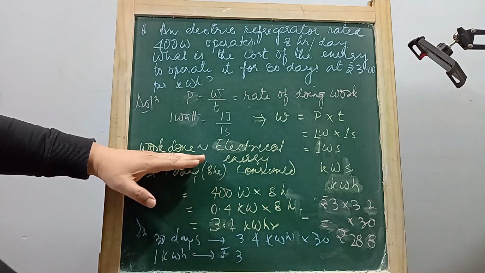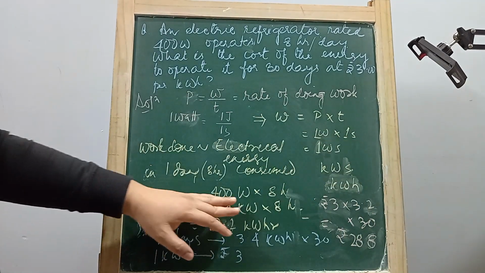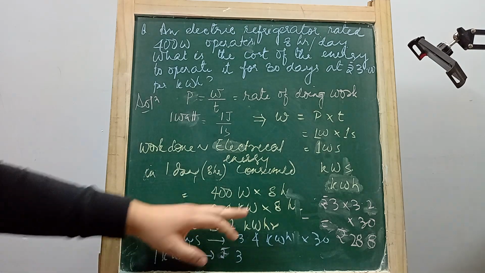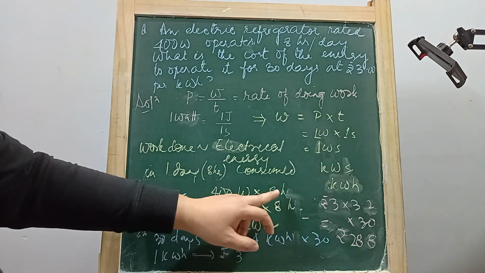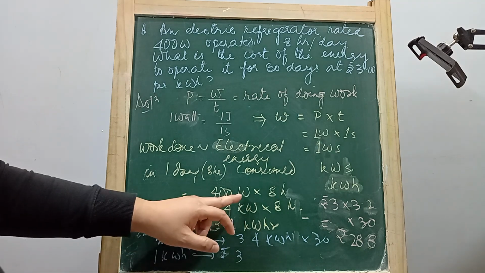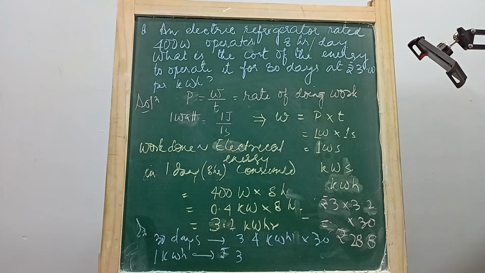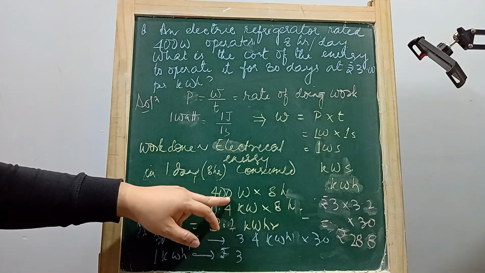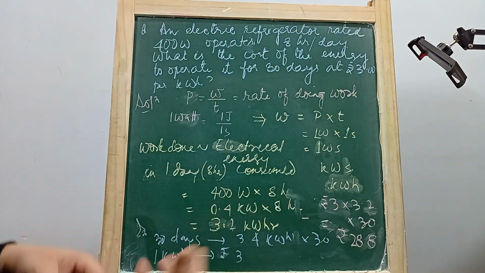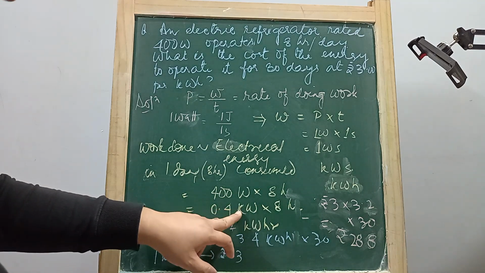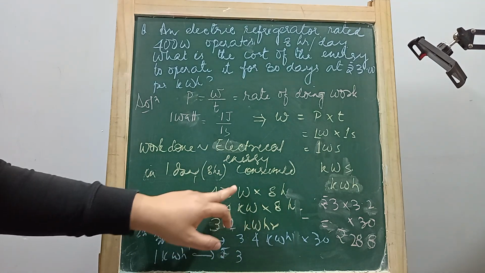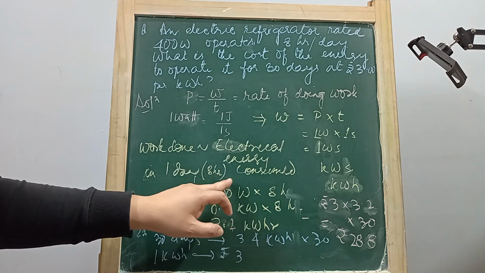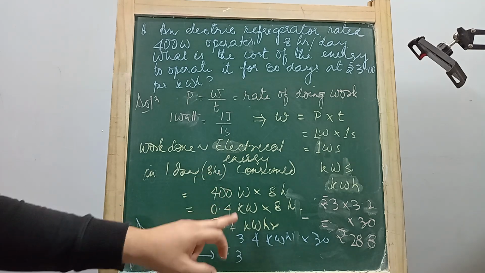So how will we calculate the work done? Power multiplied by time. What is the power? 400 watt. What is the time in 1 day? 8 hours. So 400 multiplied by 8. Let's convert the unit watt into kilowatt. If you convert watt into kilowatt, you divide by 1000 because kilo means 10 to the power 3. So the decimal jumps 3 places towards the left. It becomes 0.4 kilowatt.